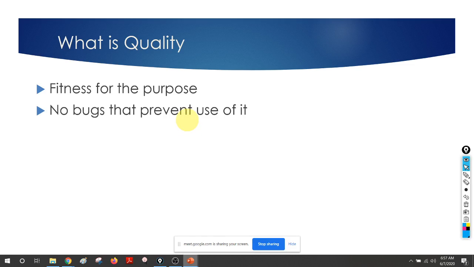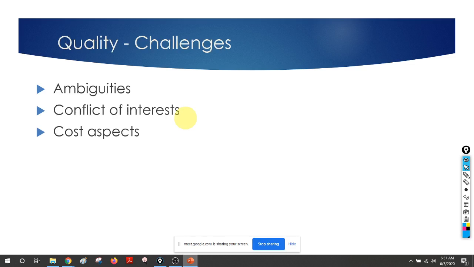Some people don't care about quality either. People who don't care about quality come up with a very poor product. People who concentrate too much on quality spend too much time and money on that product. Okay, so what are the challenges when it comes to quality?